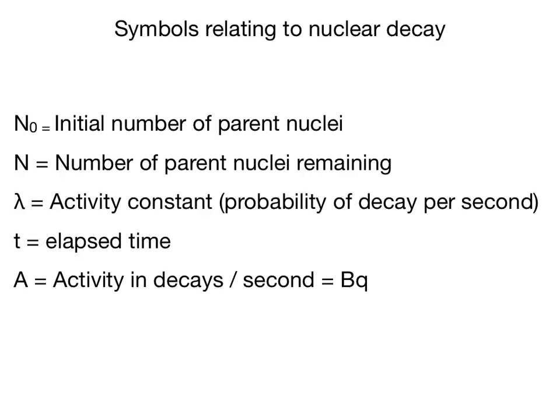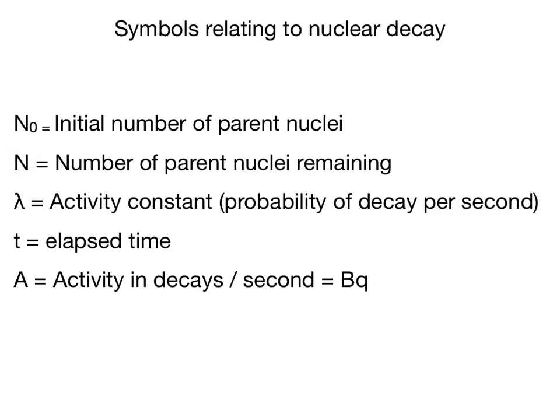When you're popping popcorn, you start with an initial number of unpopped kernels. The symbol N0 represents the number of parent nuclei. In our popcorn analogy, N0 would be the original number of unpopped kernels. As the popcorn kernels begin to pop, there are a decreasing number of unpopped kernels. These remaining unpopped kernels represent the number of parent nuclei remaining. They're represented by the variable N.